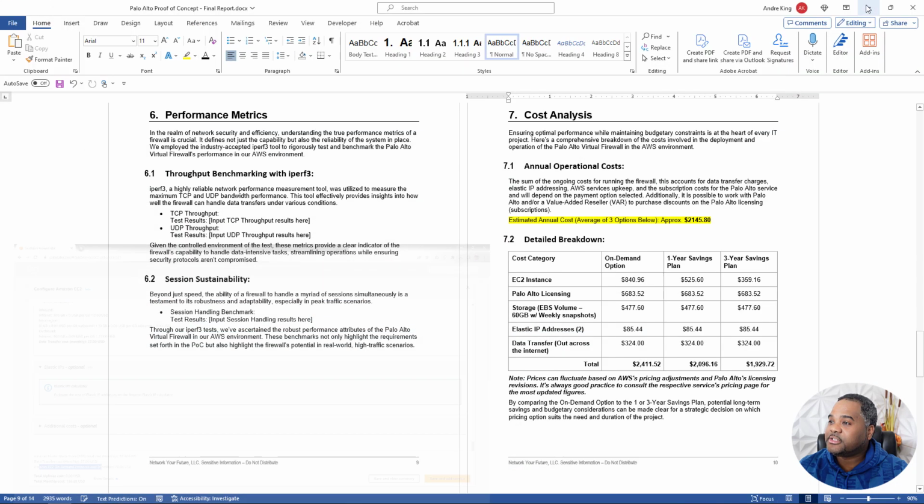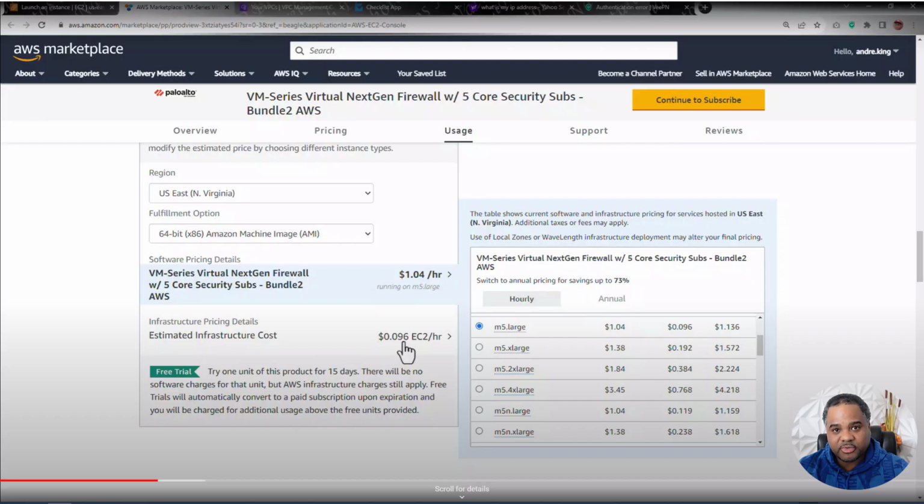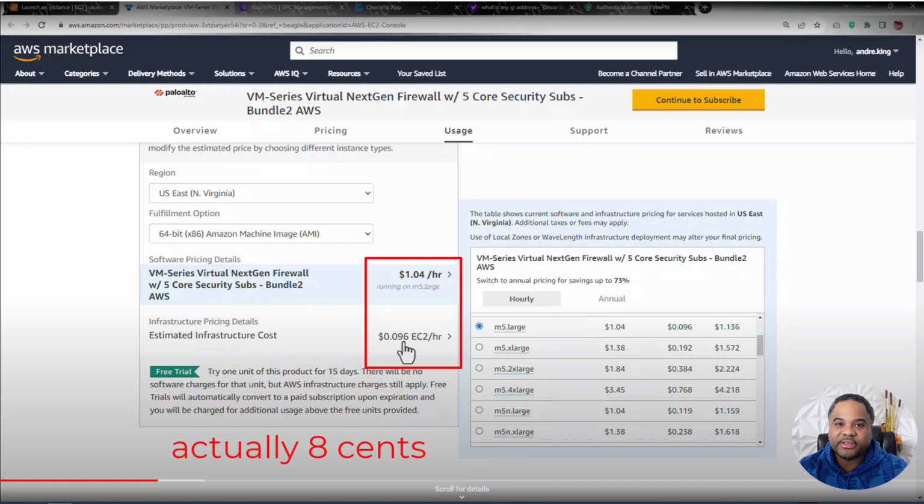But again, going back to the table, the only column that we didn't talk about is the Palo Alto licensing, and we got a consistent number there. And from the video that we did when we were launching the EC2 instance, we saw the bundle 2 instance, and if you go to the Palo Alto before we accepted the subscription, this is where we get that value, 6 cents, the difference between the EC2 cost and the license. That's how we find it out.